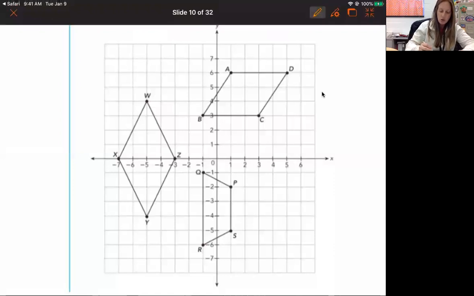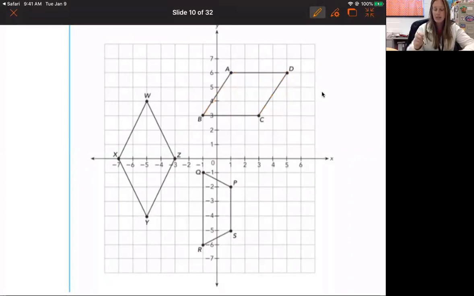So right here, we have A, B, C, D. I can see that it has four sides. So I know that it's a quadrilateral. That's very general to say it's a polygon. More specifically, it's a quadrilateral because it has four sides. Now let's see if we can classify that quadrilateral.